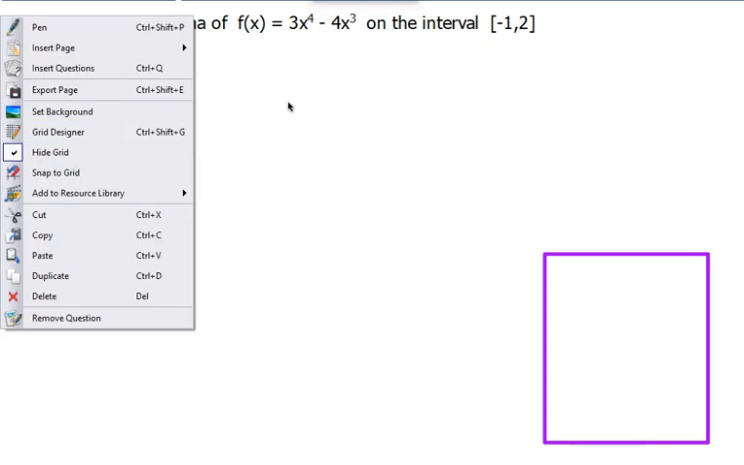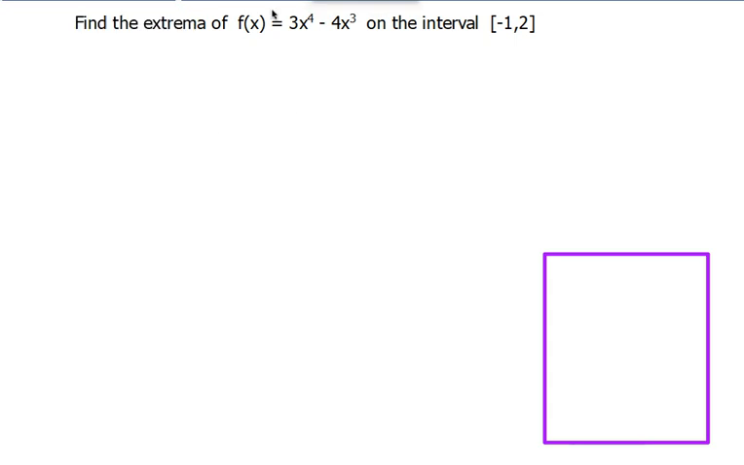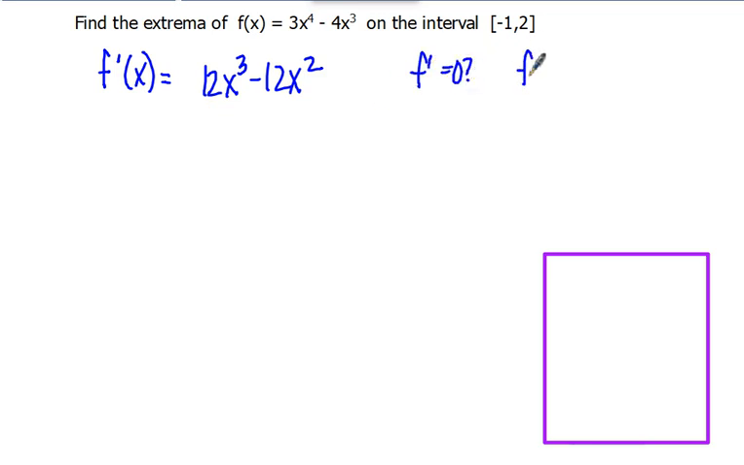The first step for finding absolute extrema on a closed interval is to find the critical numbers or critical values for the function. So first you need to find the derivative of the function. For this example, the derivative is 12x cubed minus 12x squared. Critical numbers are where the derivative either equals 0 or where the derivative doesn't exist.